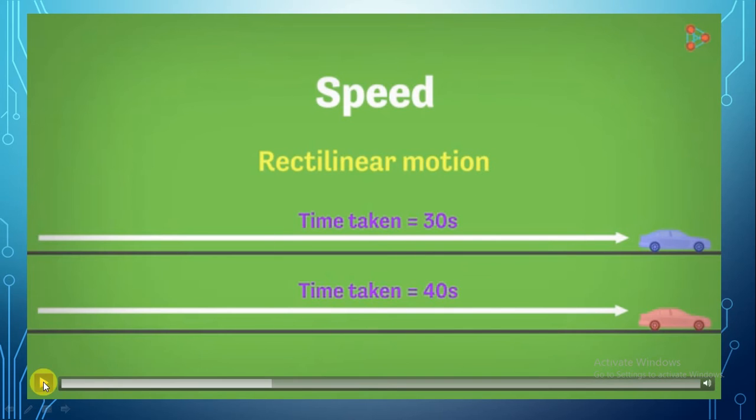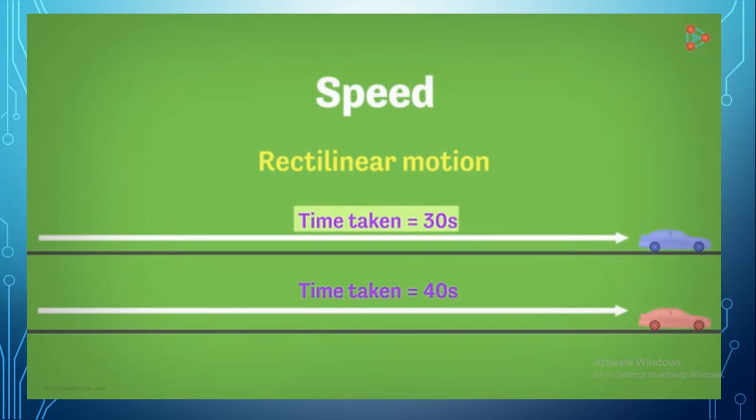Okay, let's continue. The blue car covered the path length in 30 seconds, while the red car covered the same path length in 40 seconds. Which one of them was moving with greater speed? By intuition, we can say that the blue-colored car was traveling at a greater speed than the red one. Why? Because the blue car covered the same distance in lesser time.